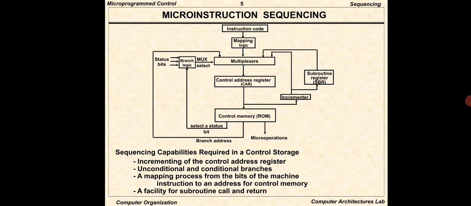For the call and return instruction, we use the subroutine register, whereas for the unconditional and conditional branches, we use the branch addresses. Next, normal incrementing, that is your inline sequencing, can be done by the incrementer block. Next is the mapping process from bits of the machine instruction to an address for control memory. That is the normal mapping from the machine instruction to the control address.